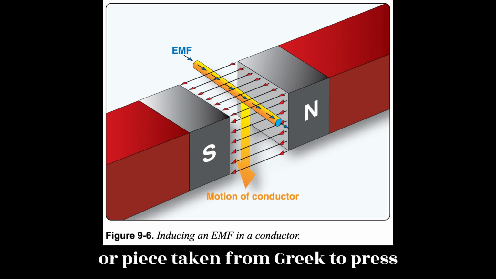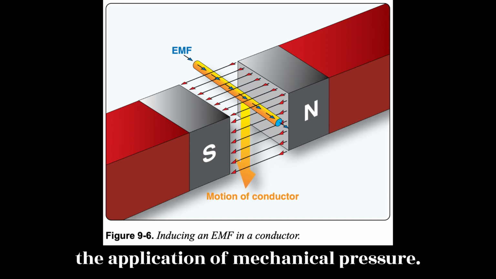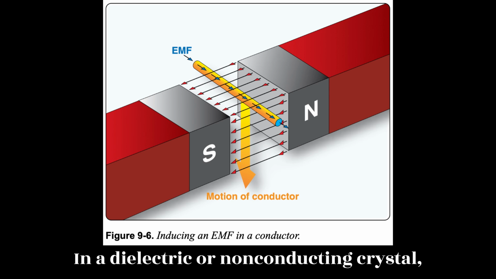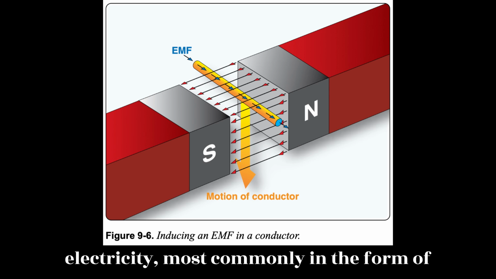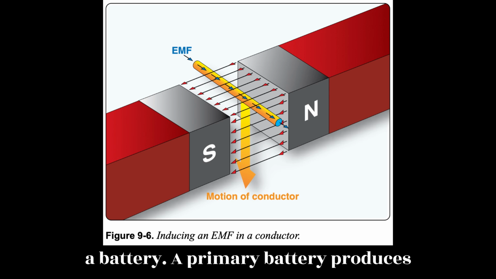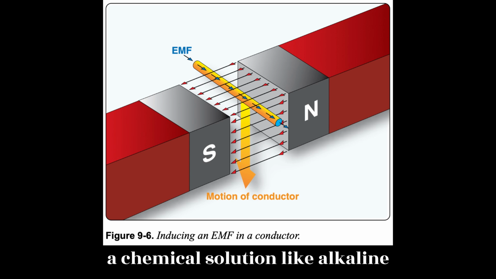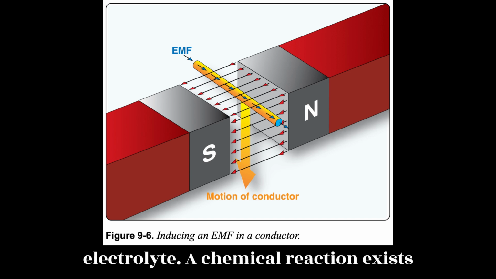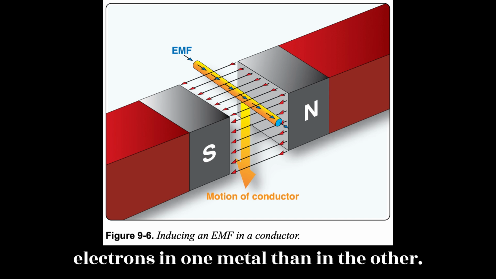The piezoelectric effect, piezo taken from Greek, to press, pressure, to squeeze, is a result of the application of mechanical pressure on a dielectric or nonconducting crystal. Chemical energy can be converted into electricity, most commonly in the form of a battery. A primary battery produces electricity using two different metals in a chemical solution like alkaline electrolyte. A chemical reaction exists between the metals which frees more electrons in one metal than in the other.